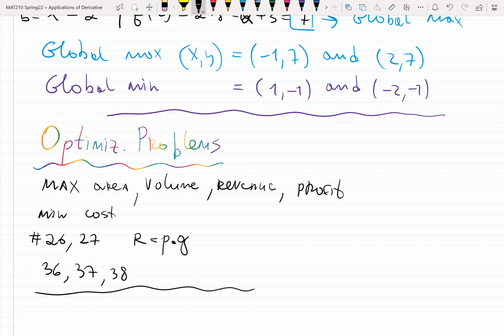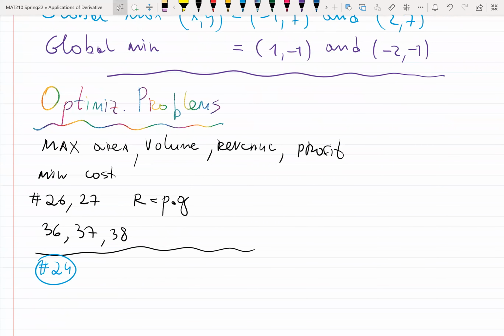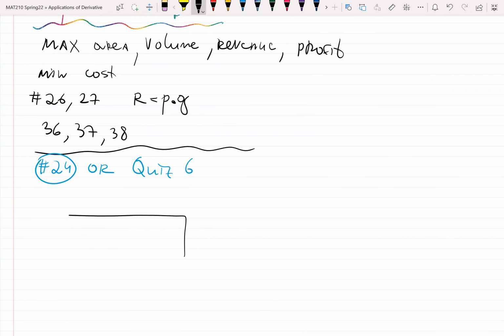So number 24, I gave you on the quiz. I just copied it from the review. So now you know how to do it because you did it for the quiz, number 24 or quiz 6. There was a rectangular garden. I even gave you the sketch. And for people who don't remember where the west, east, and south sides are, I reminded you that it's west, east, north, and south.